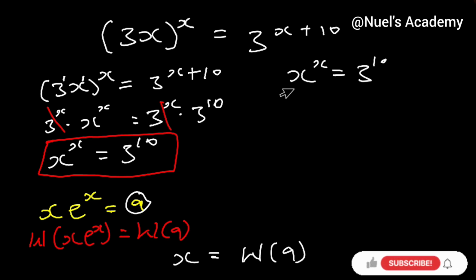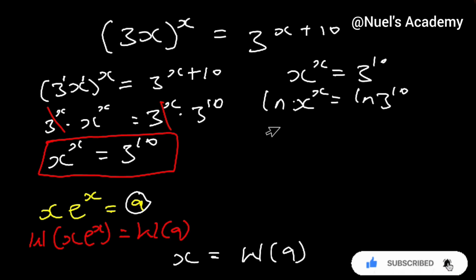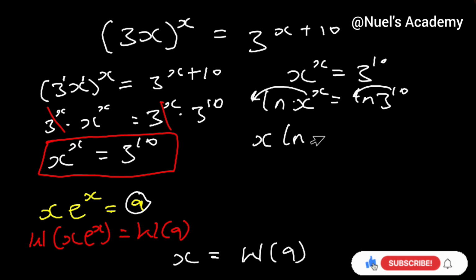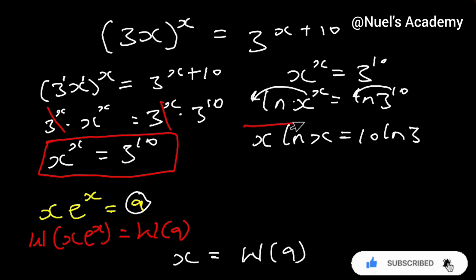So let's apply natural logarithm to both sides. I have ln x^x equal to ln 3^10. And so let's go ahead and bring this x in front of this log and then 10 in front of this. So when we do that, we have x ln x equal to 10 ln 3. Let's take note of this equation, or rather let's call it equation 1.